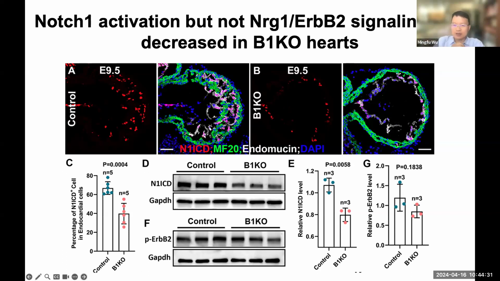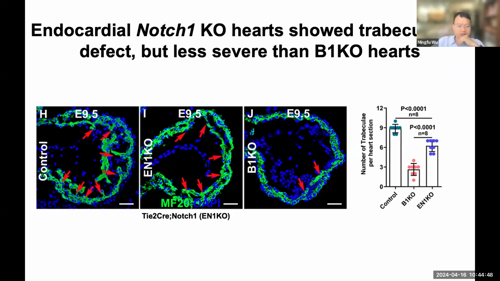So now the question is whether Notch1 reduction is the key for the beta 1 knockout to display the trabeculation defect and a cellular organization defect. To answer this question and test this hypothesis, we use Tie2-Cre to delete Notch1 in the endocardium. So it's just consistent with previous results.